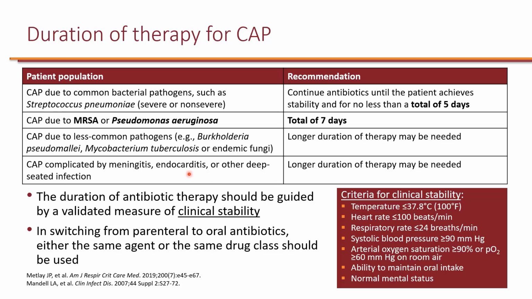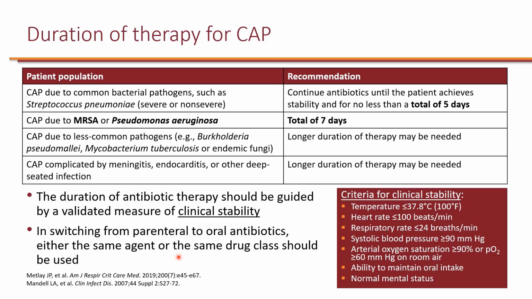Now, as patients achieve clinical stability, it's important to switch from parenteral to oral antibiotics. And when we do that, you can either use the same agent. So for example, if you have something like azithromycin or fluoroquinolones, it's easy to have the same agent that was IV. Just use the oral bioequivalent of it.